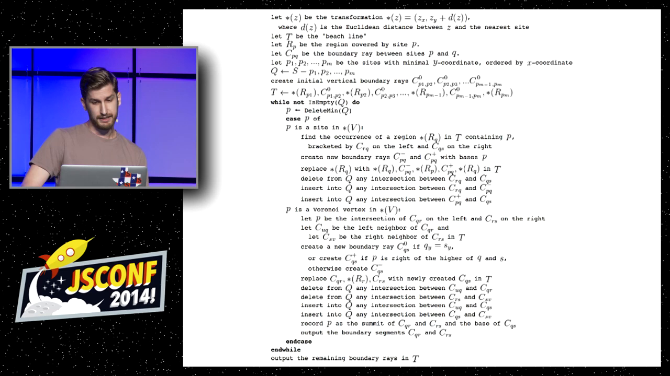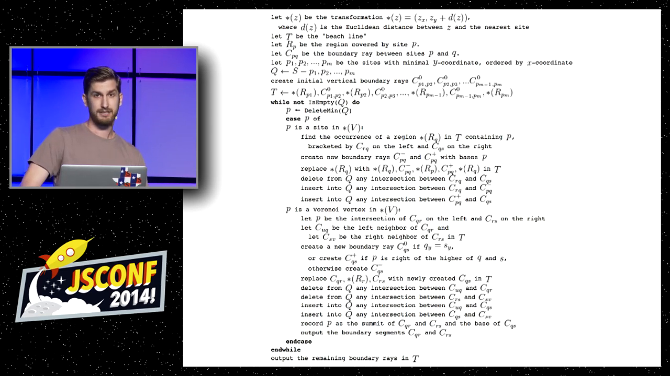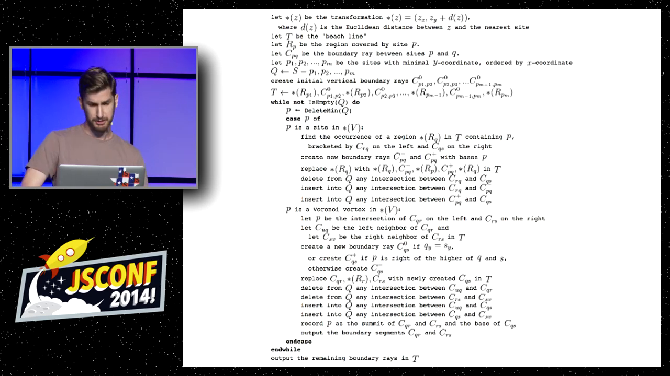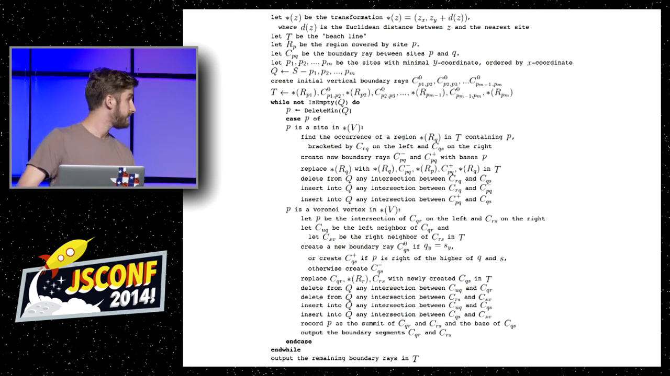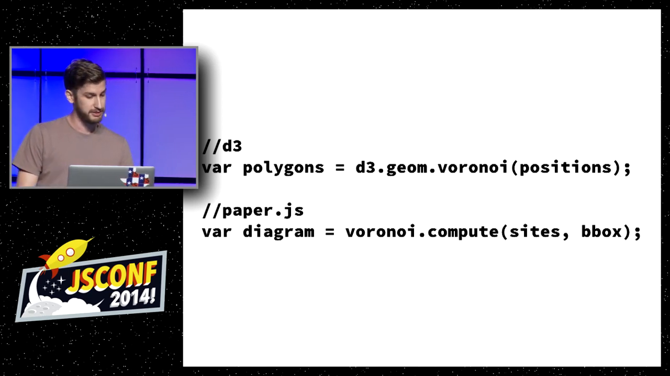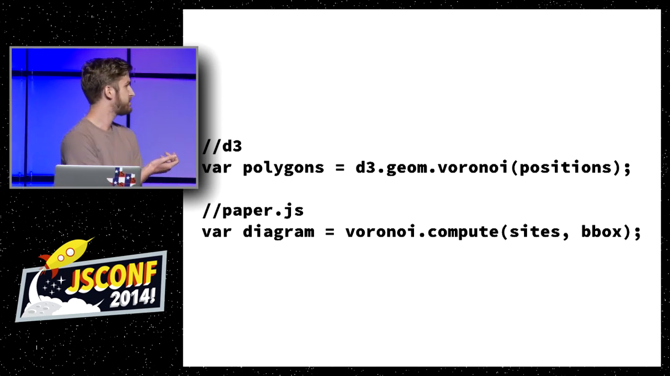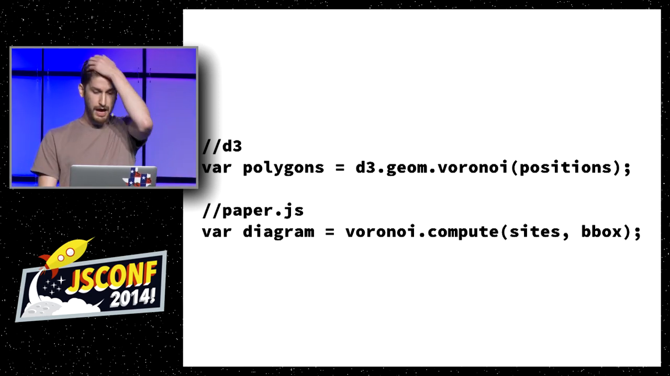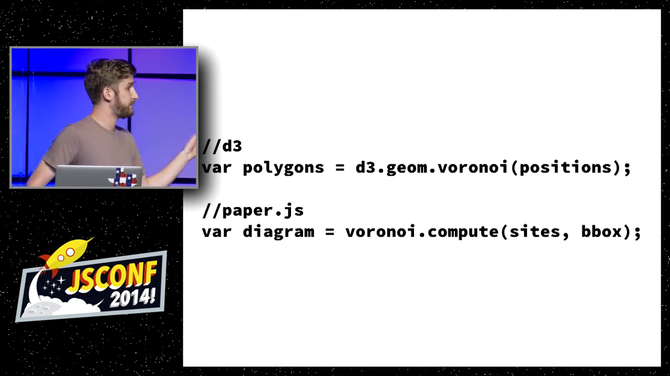So the algorithm, again, this is really complicated. This is not something I would recommend anyone really tries unless you're looking for a side project or an experiment. There are a couple of implementations for us, luckily. There's the D3 version, which is in the geometry package, and Paper.js ships with one, which is a cool physics-based JavaScript library.